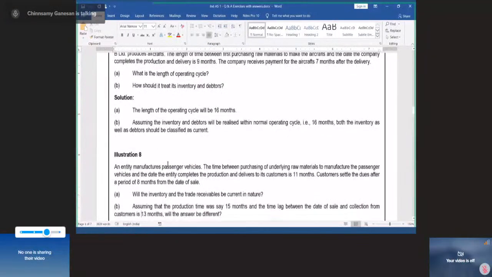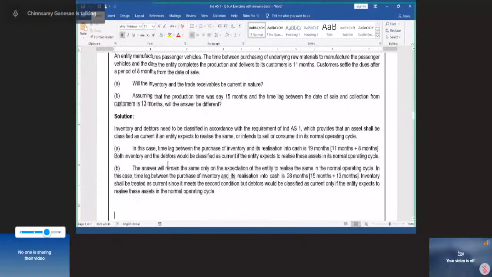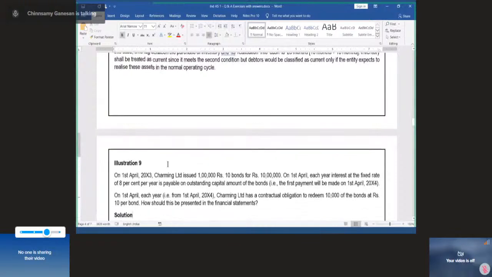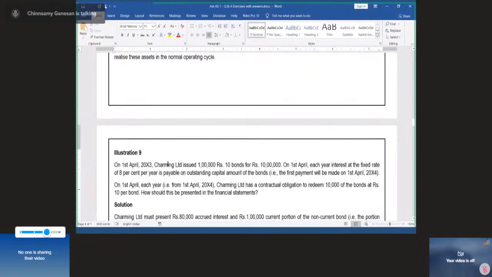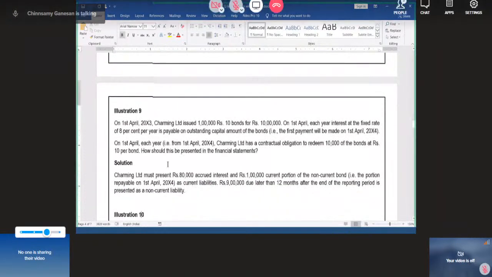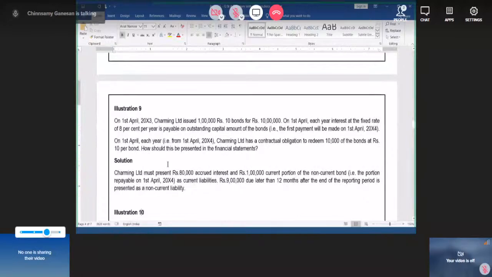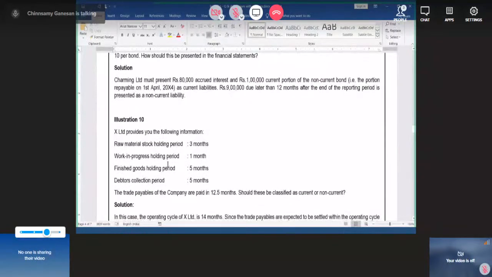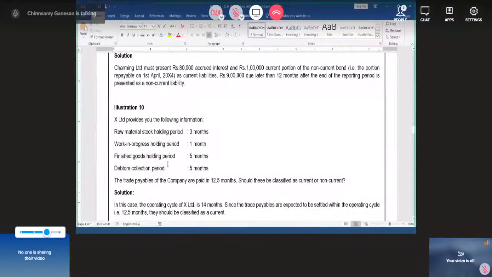Okay. So we have seen up to illustration 8. I will consider quickly the other illustrations. Illustration 9, we have already seen, for a bond where it is repayable after a particular point of time, but the interest is payable annually. We said that the interest will be considered as part of your current liability, whereas the bond will be treated as non-current portion because repayment happens only after 12 months. And when we are talking about the stock holding period and other things, 3 plus 1 plus 5 plus 5, we have said that it is 14 months. This also we have considered.